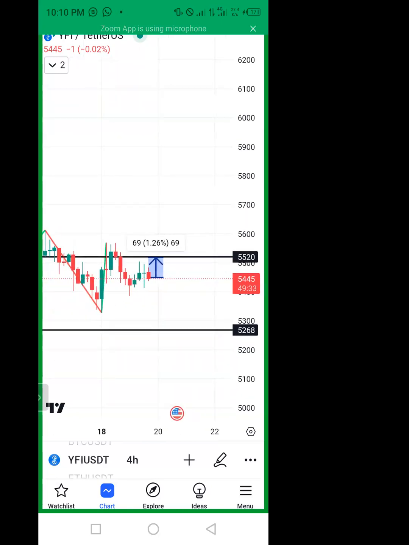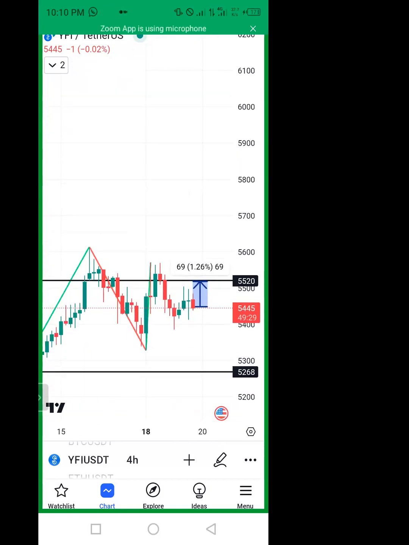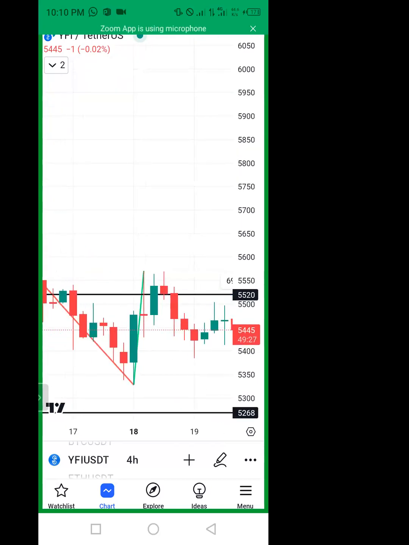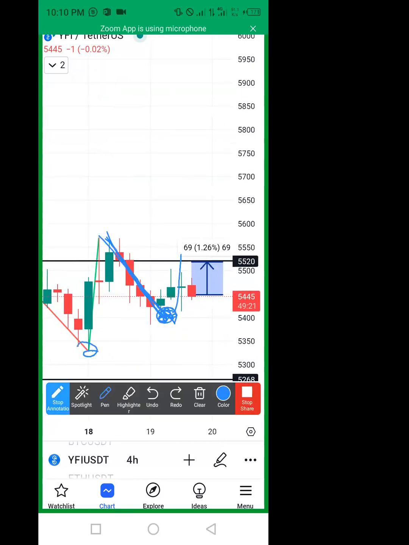You can see, friends, I want you to see very well here. You see, it moved from here and then it went up to here. When it went there, the green line was printed. That was a clear indication that we are going to come down.